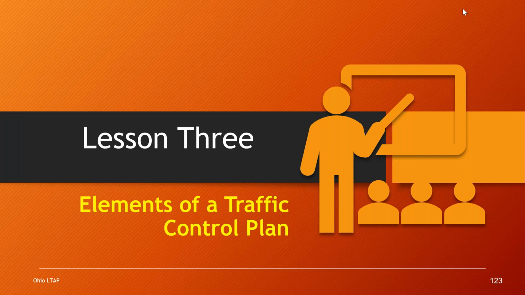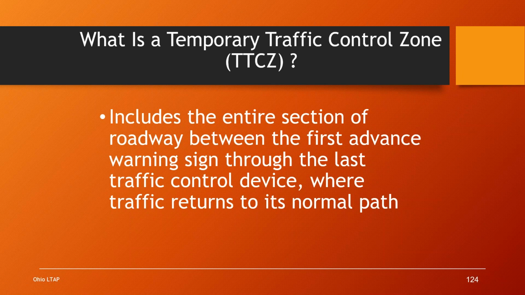All right, so let's move on to lesson 3, elements of a traffic control plan. What is a temporary traffic control zone, or TTCZ? This is the entire section of roadway between the first advance warning sign through the last traffic control device, where traffic returns to its normal path. So it's all the way from the first sign all the way to the very end of the project, where traffic resumes its normal driving.